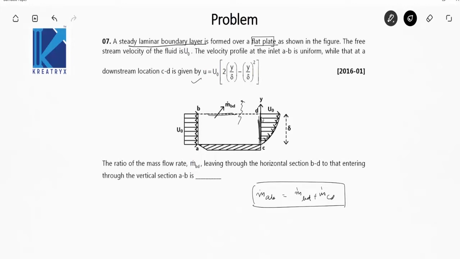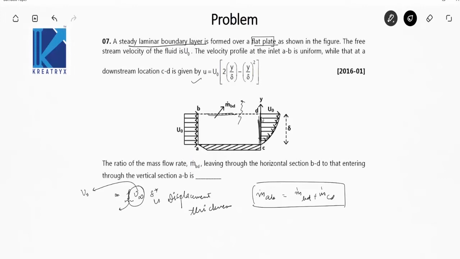The loss of mass flow rate through the boundary layer region, we know, is equal to rho u infinity delta star. Rho is the density, u infinity is the free stream velocity, which in this case is given as u naught, and delta star is the displacement thickness. So this is actually the loss of mass flow rate through the boundary layer region, and this mass will be exiting through section BD.